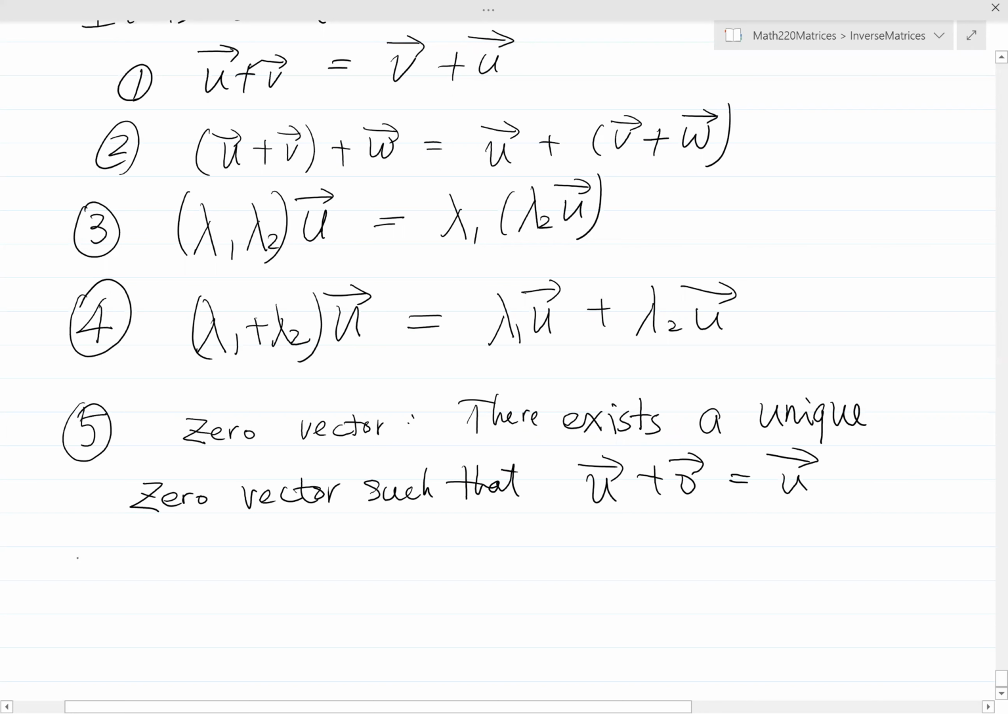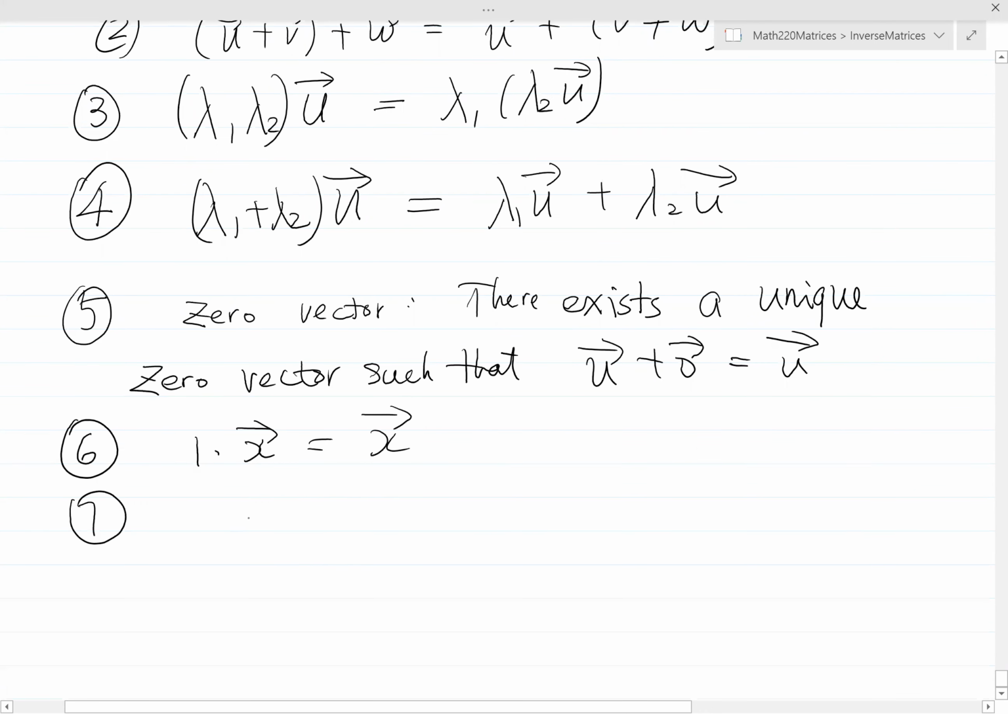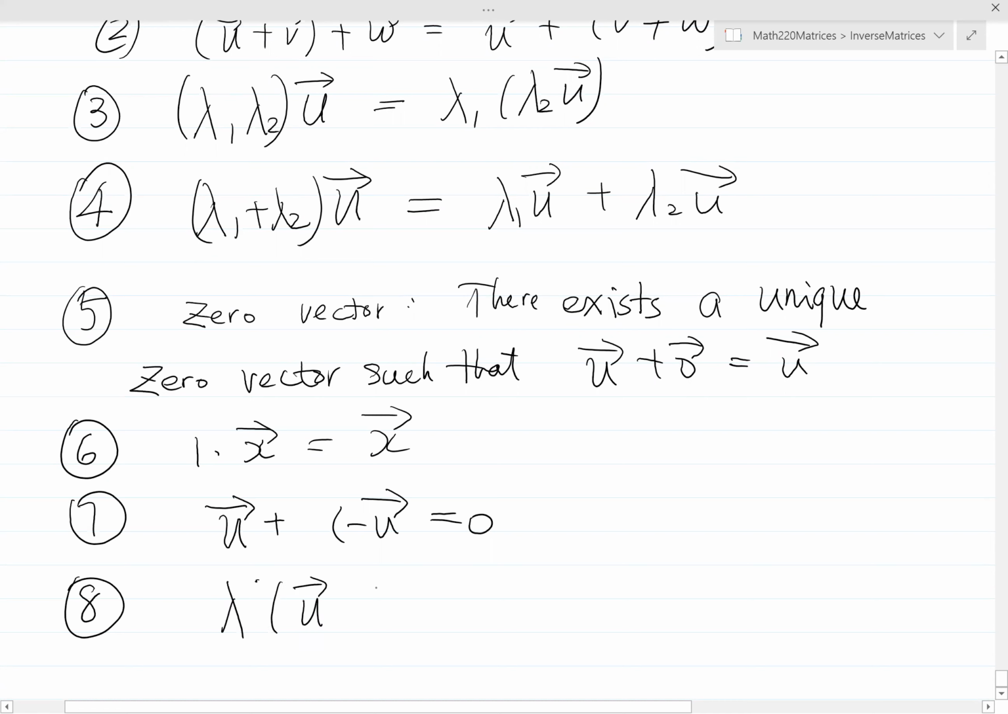And then we have 6: 1 times x equals x. And 7: u plus negative u is 0. And 8: for a constant c, let's use lambda, lambda times (u plus v) is lambda u plus lambda v.